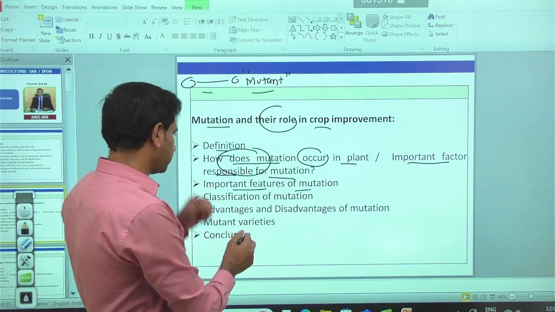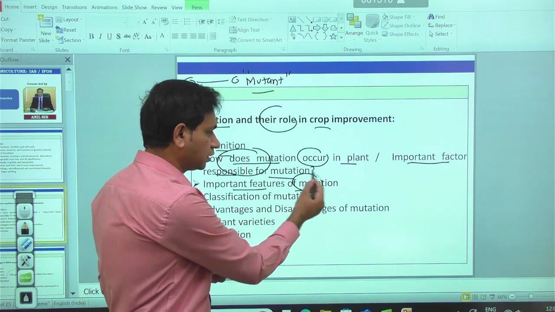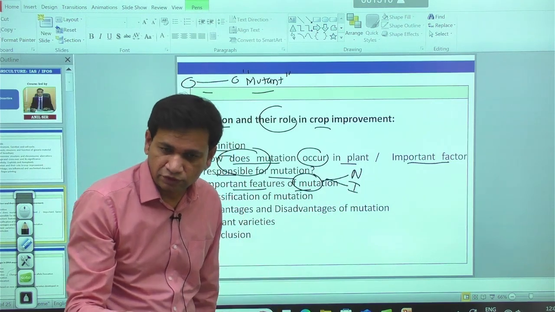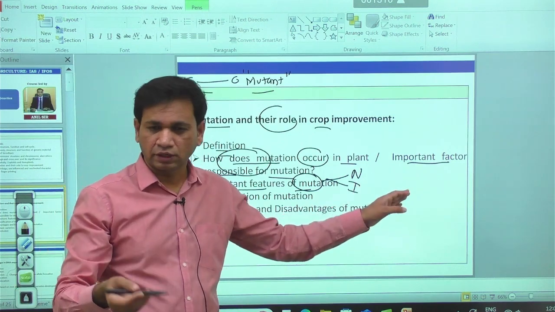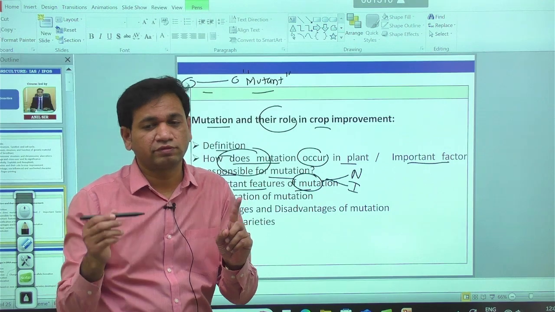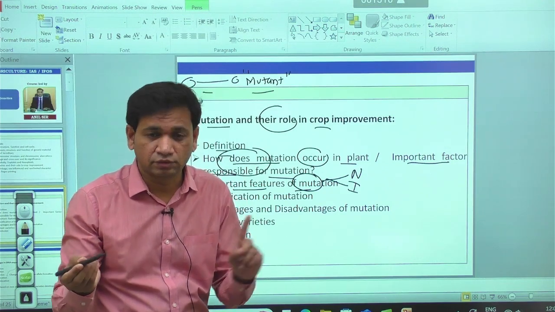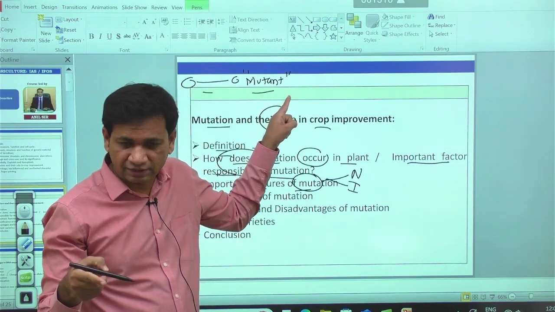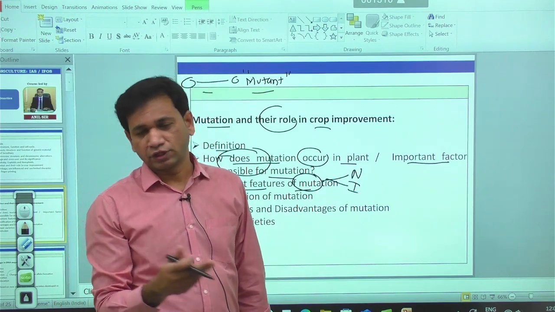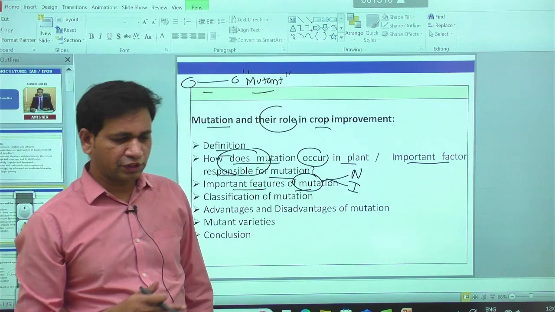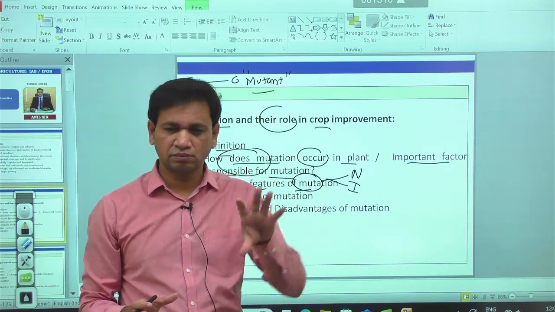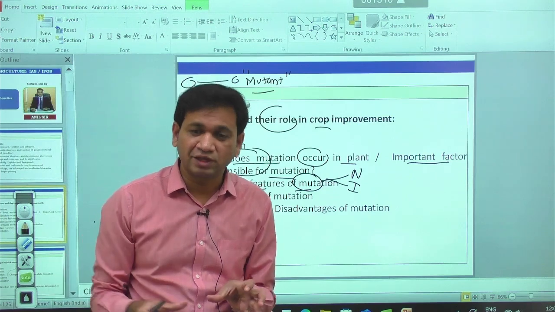Then apart from that, within mutation, sometimes it can be natural mutation, sometimes induced mutation. Naturally occurring mutation, and even in the laboratory we have discussed mutation breeding. The plants will be exposed to different kinds of chemicals and radiation to generate the mutant character. Right? Sometimes it can be induced or naturally occurring. Sometimes it can be macro mutation or micro mutation. Macro matlab larger changes, micro matlab smaller changes.